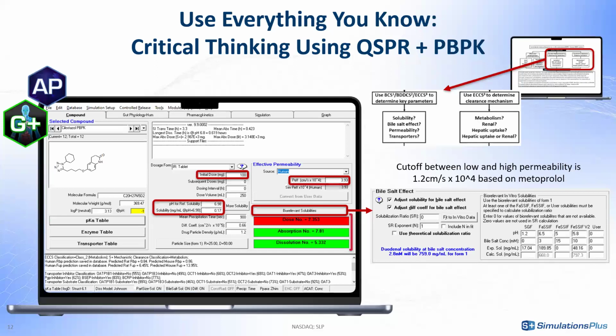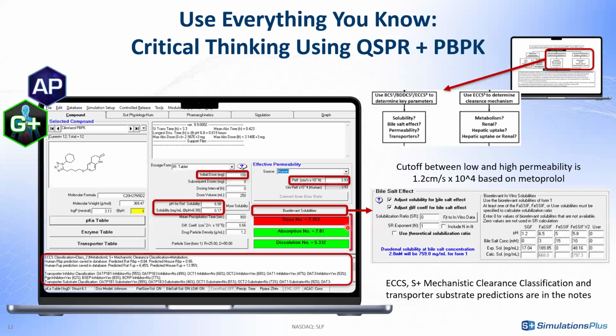For example, all green indicates high solubility and high permeability, along with rapid dissolution. A red dose number and a green absorption number, as we see here, indicates low solubility and high permeability, and so the compound is likely to be a BCS class 2 if the dose used is 100 milligrams. These categories are not perfect cutoffs for the BCS as defined by the FDA, but they do correctly represent most drugs. The ECCS prediction and the available transporter substrate classification models are found in the notes.